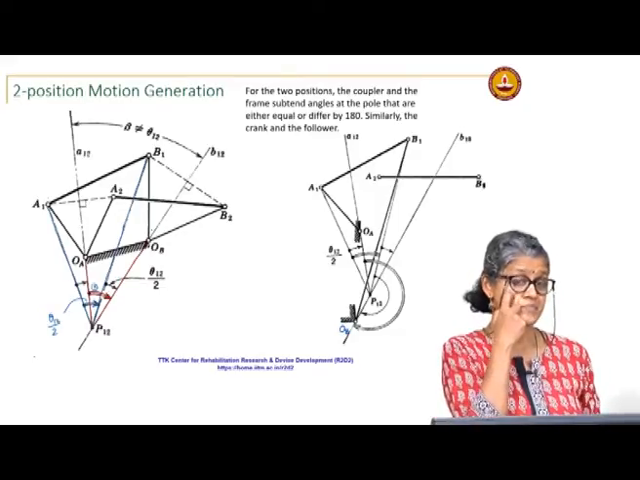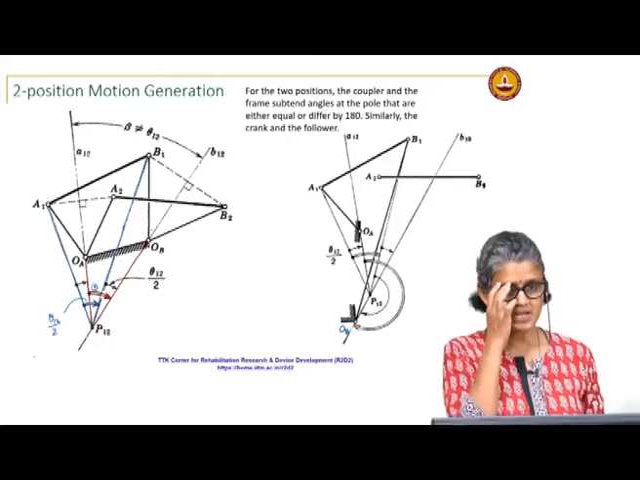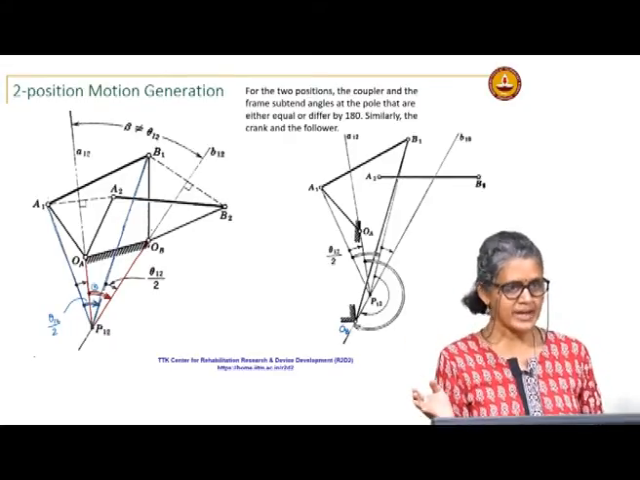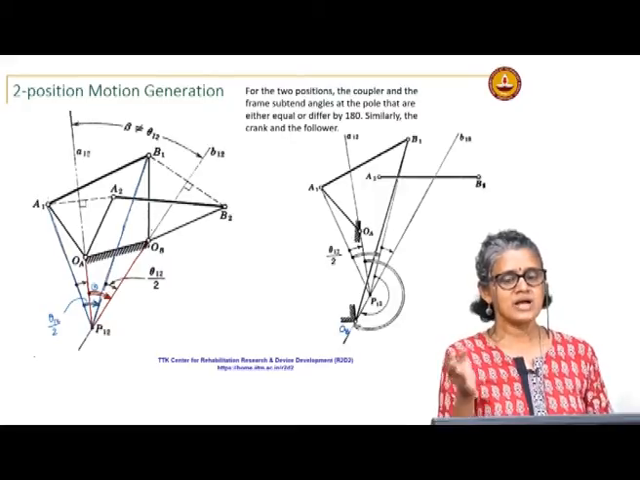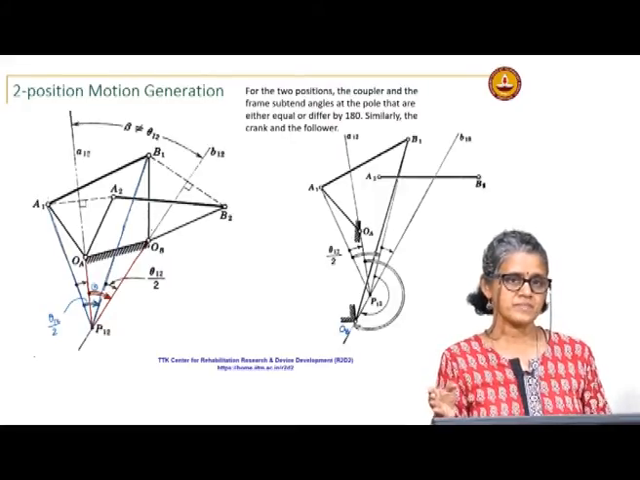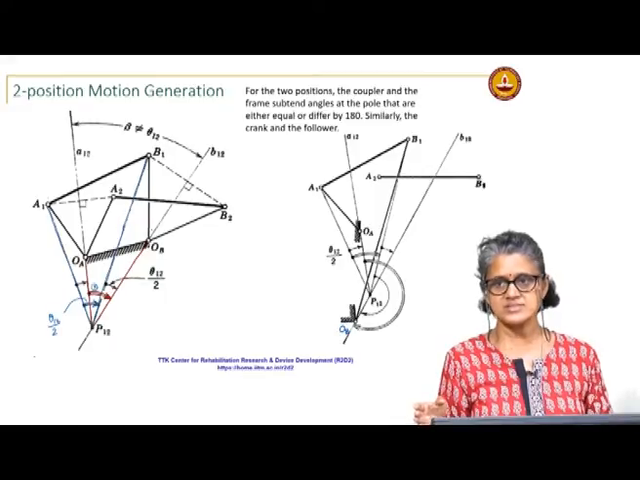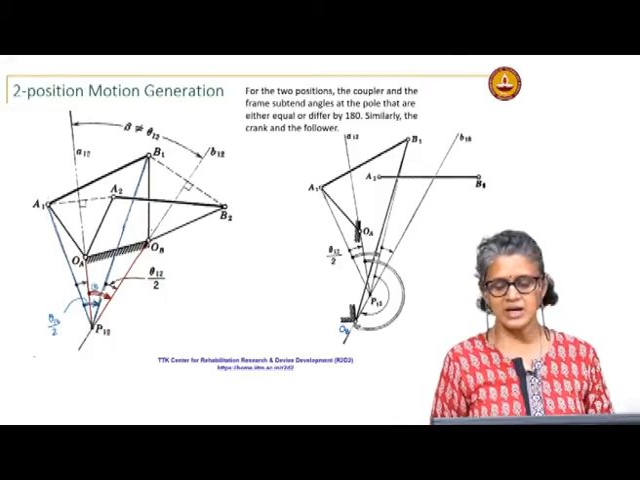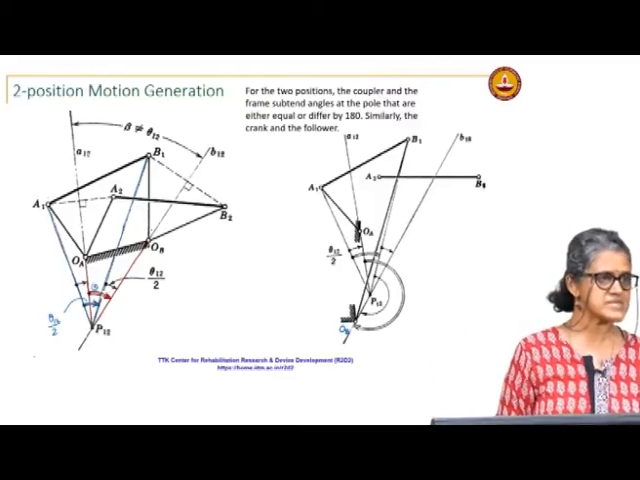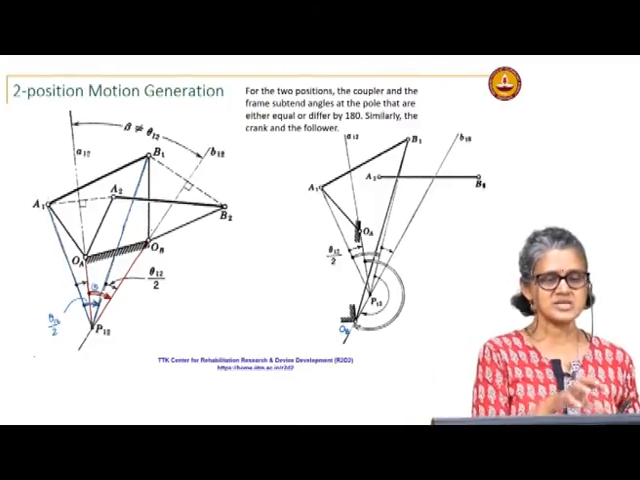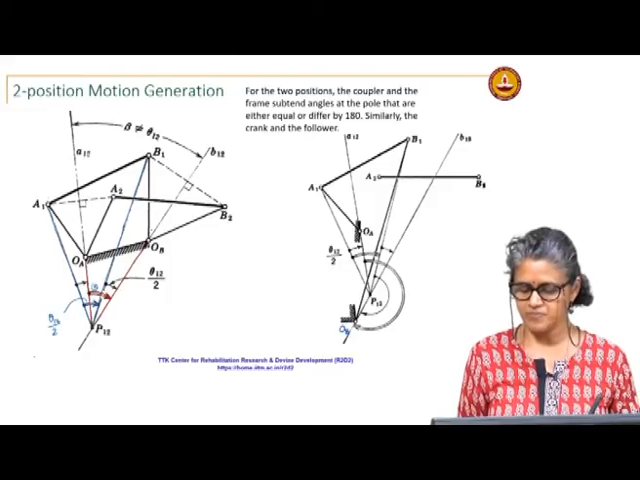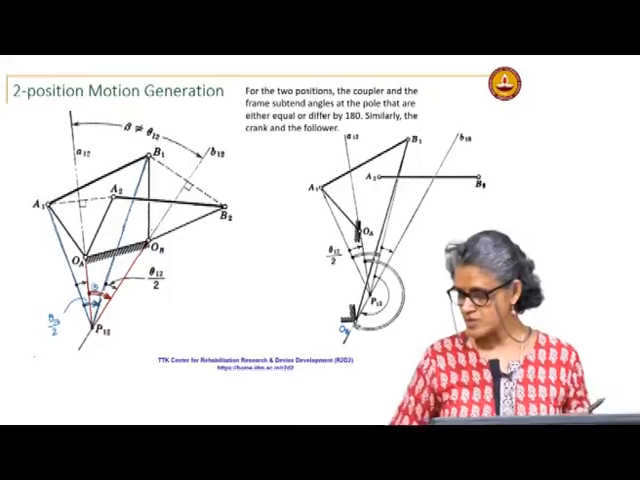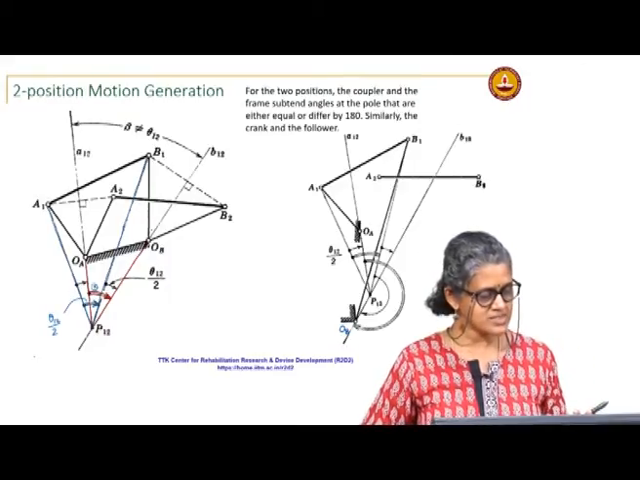Similarly, for the crank and the follower. This is something we will come back to later, and we will use this for function generation synthesis. Okay. The poles give you a very elegant way of synthesizing for function generation, this fact about the pole. So, we will come back to that later, but I just wanted to mention it at this point.